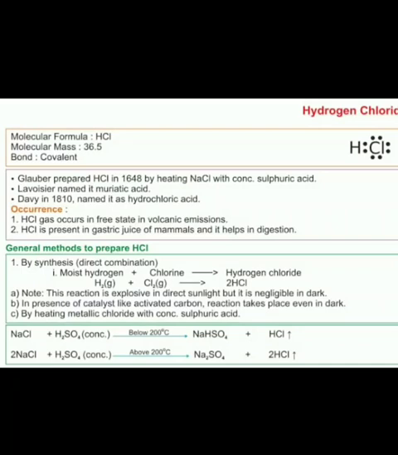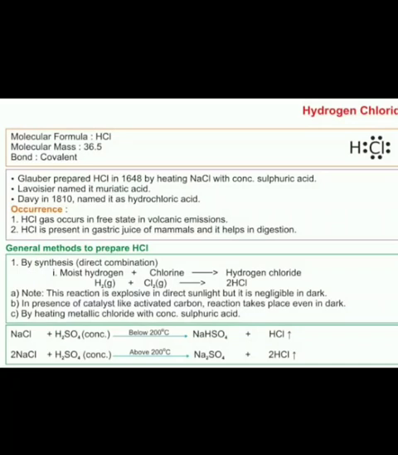The next one is when a metallic chloride reacts with concentrated sulfuric acid, then also we prepare hydrogen chloride gas. That means by heating a metallic chloride with concentrated sulfuric acid. For example, you take sodium chloride, because sodium chloride is very cheap. When sodium chloride reacts with concentrated sulfuric acid, it produces sodium hydrogen sulfate. In some cases, it produces sodium sulfate plus hydrogen chloride gas.